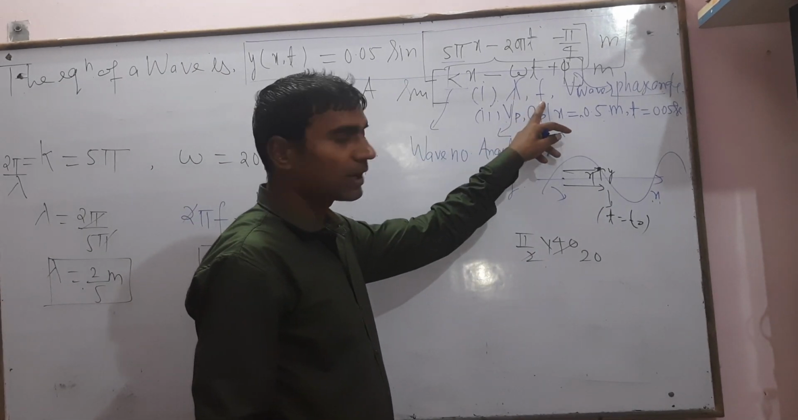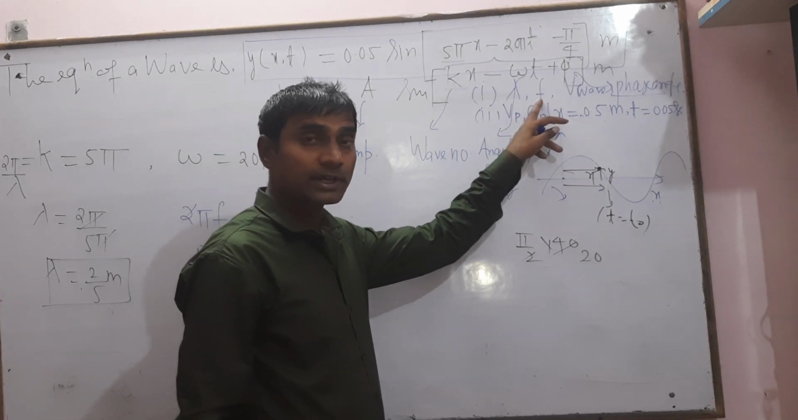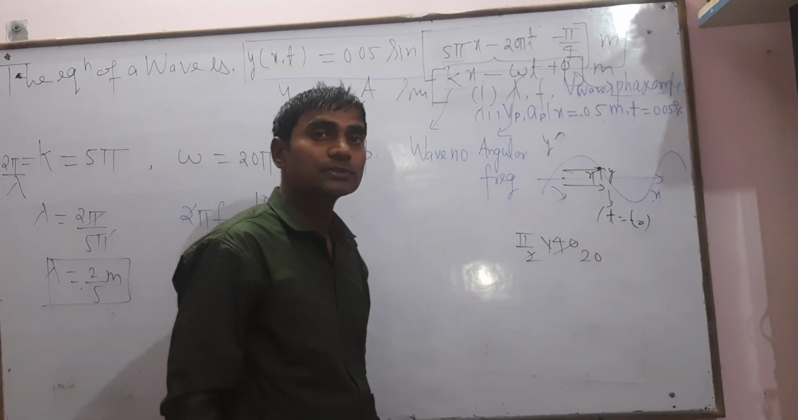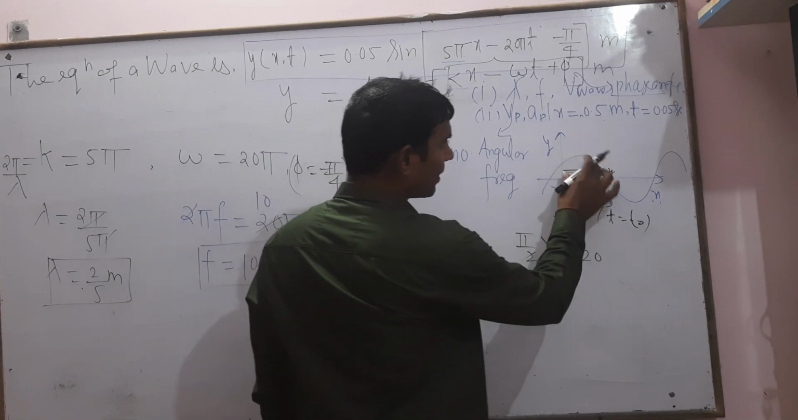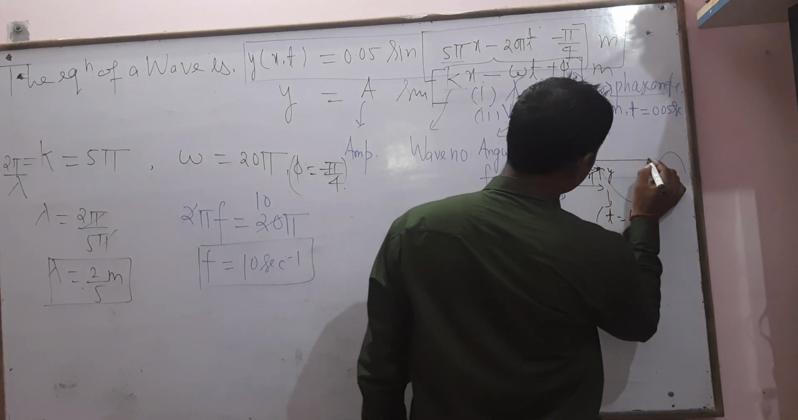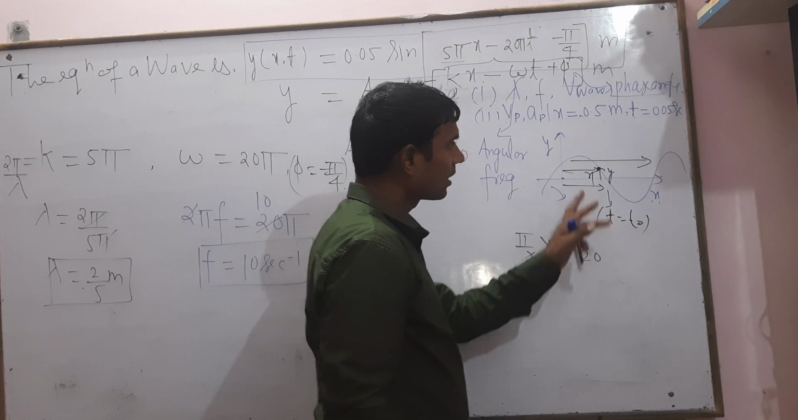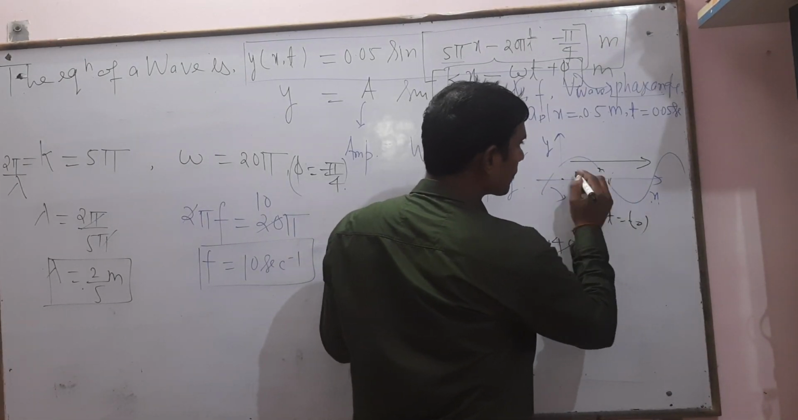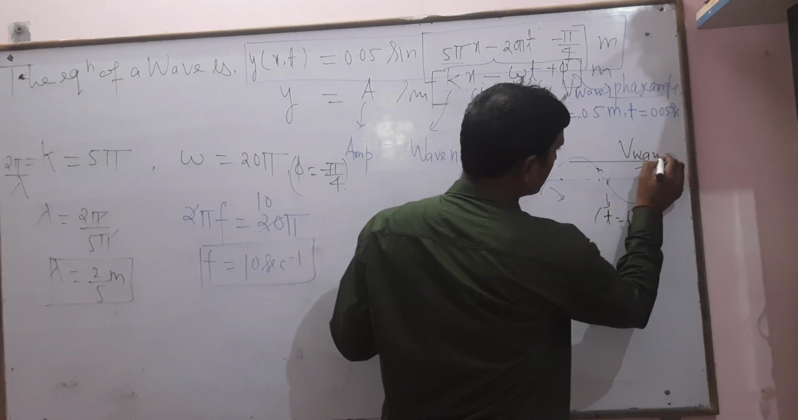Lambda is given, lambda is calculated, f is also calculated, and now wave speed, wave velocity. Wave velocity means if we are talking about this wave, it is moving in this direction. So this is the wave velocity.